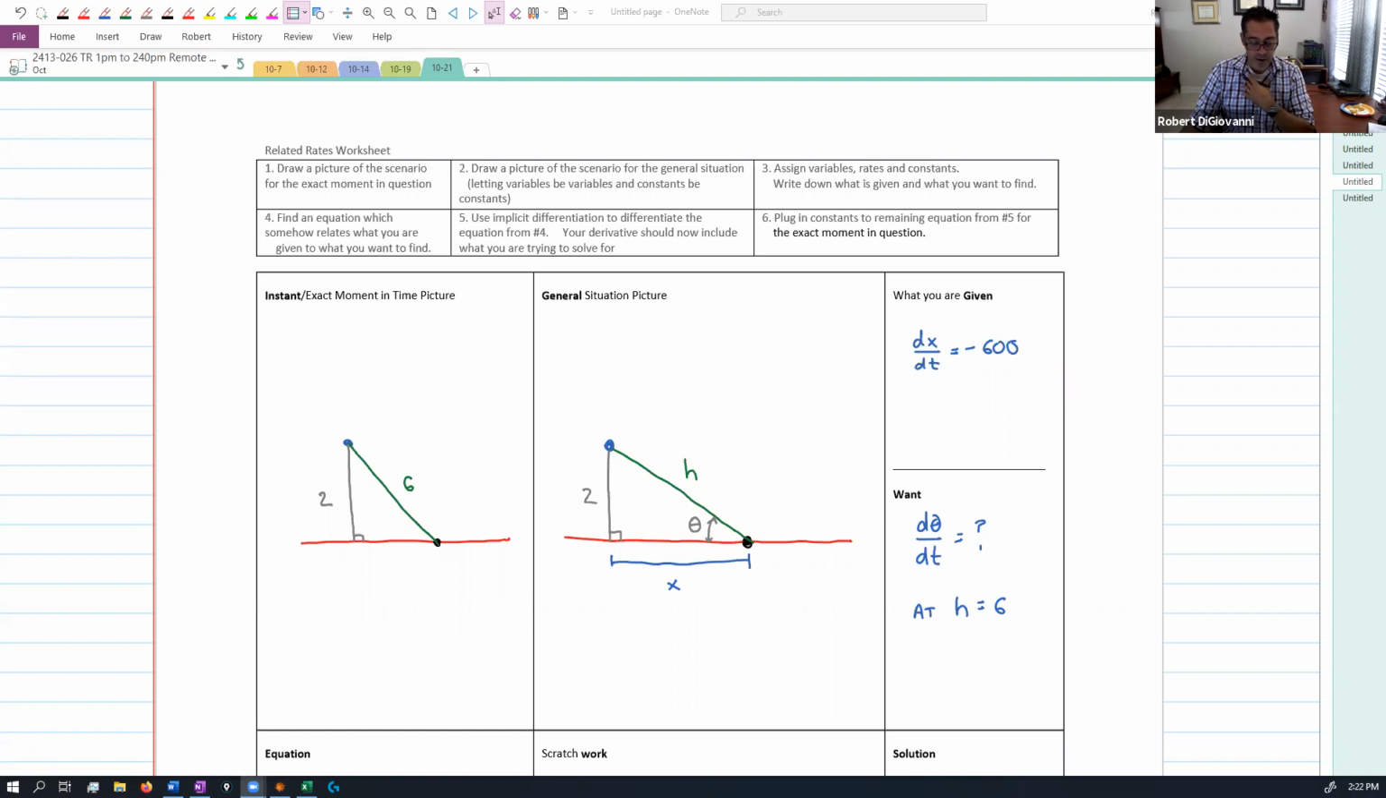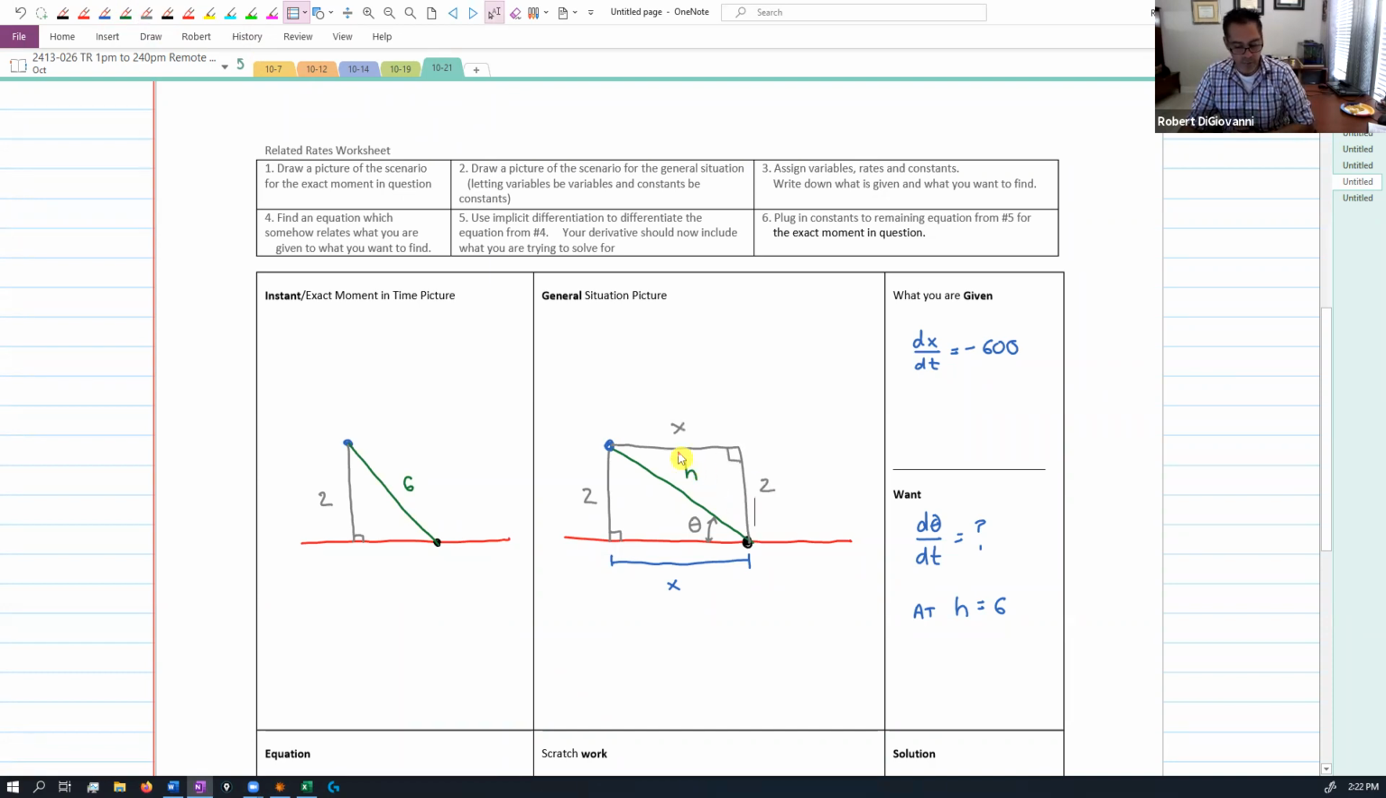I said, all right, got a plane, got a radar station. I've got the distance between them, I'm going to call H. And then this right here is theta. Theta is from the ground to the line pointed to the plane. And I called this X because dx dt is changing at 600. This is the same exact picture as this picture, with this being X, this being 2.